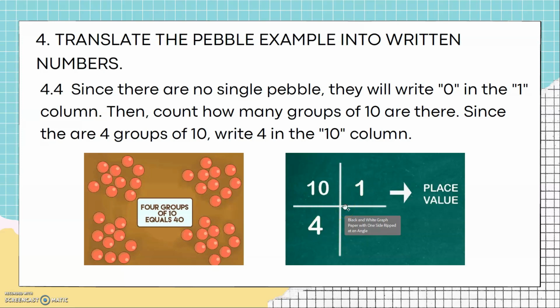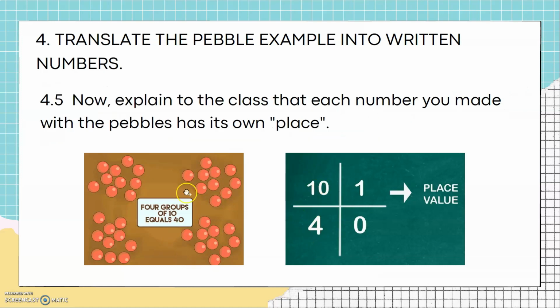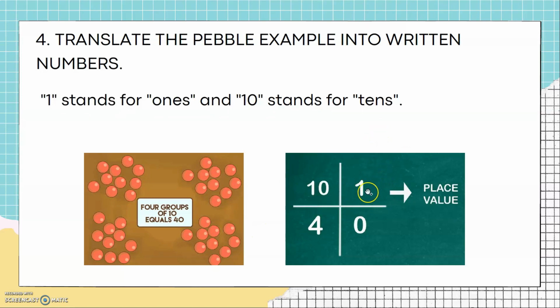Then, count how many groups of 10 are there. 1, 2, 3, and 4. Since there are 4 groups of 10, then write 4 in the 10 column. Fifth, explain to the class that each number you made with the pebbles has its own place. 1 stands for ones as a place value, and 10 stands for tens as the place value.